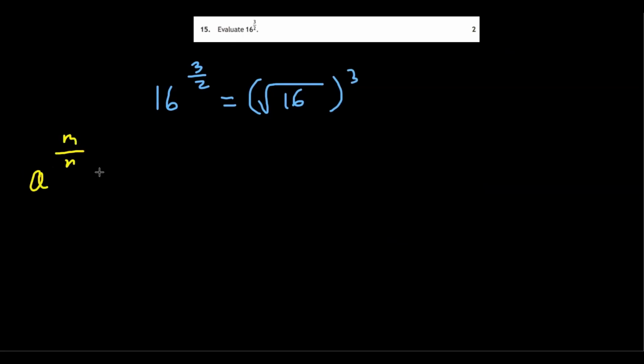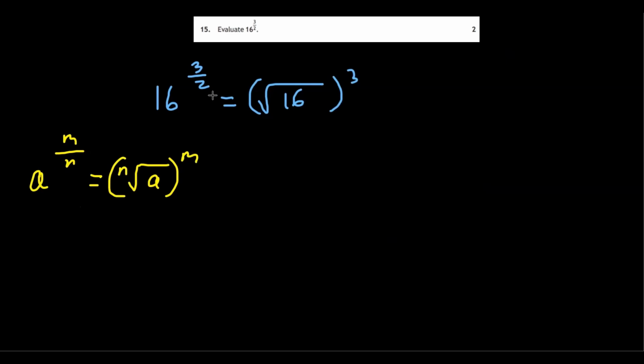Evaluate 16 to the power of 3 over 2. So 16 to the power of 3 over 2 would just be the square root of 16 cubed. And that's from this rule, by the way. So whenever you've got indices as a fraction, it would just be the nth root of a to the power of n. So this goes to the left to give you the root, and this goes to the right to give you the power.